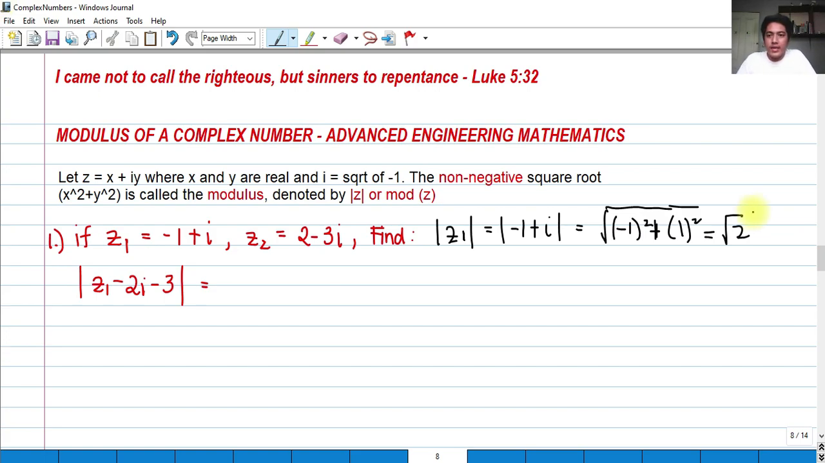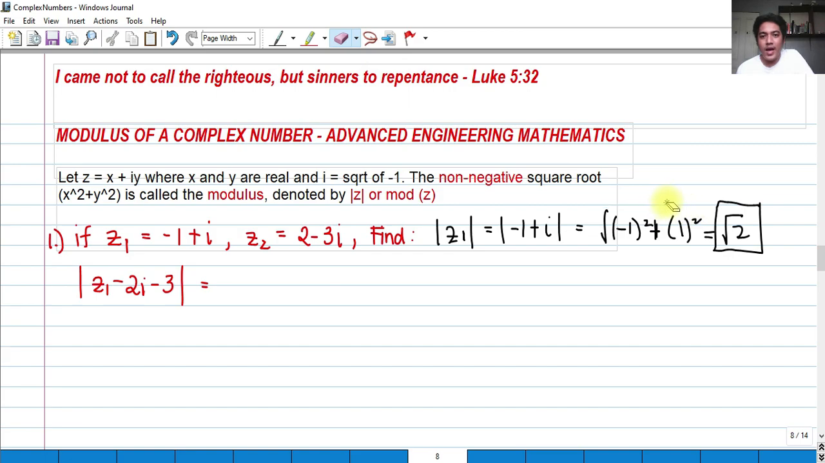And if you notice, the modulus is always a positive number. It can never be negative, because if we evaluate a negative inside the square root, that would be an imaginary number. So the answer should always be a positive real number, if the given is in terms of a complex number.